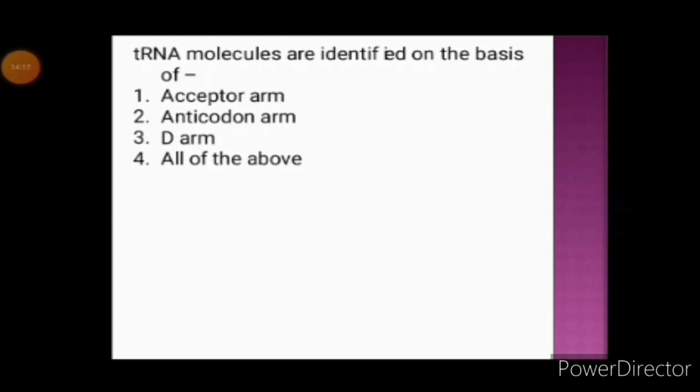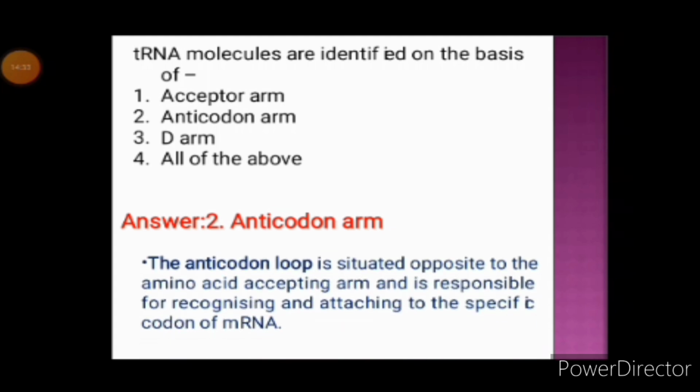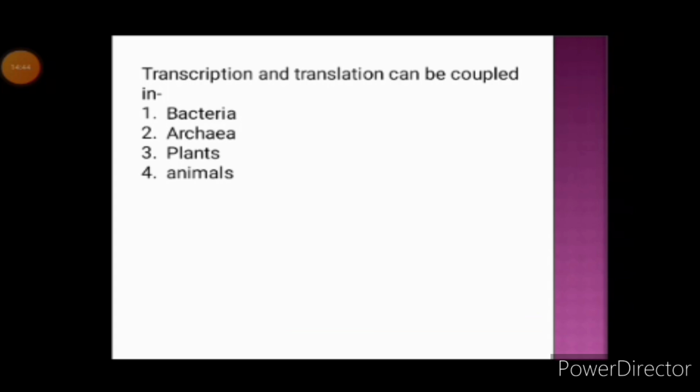Next question. tRNA molecules are identified on the basis of: option 1, acceptor arm; option 2, anticodon arm; option 3, D arm; option 4, all of the above. And the correct answer is option 2, anticodon arm. The anticodon loop is situated opposite to the amino acid acceptor arm and is responsible for recognizing and attaching to the specific codon of mRNA.